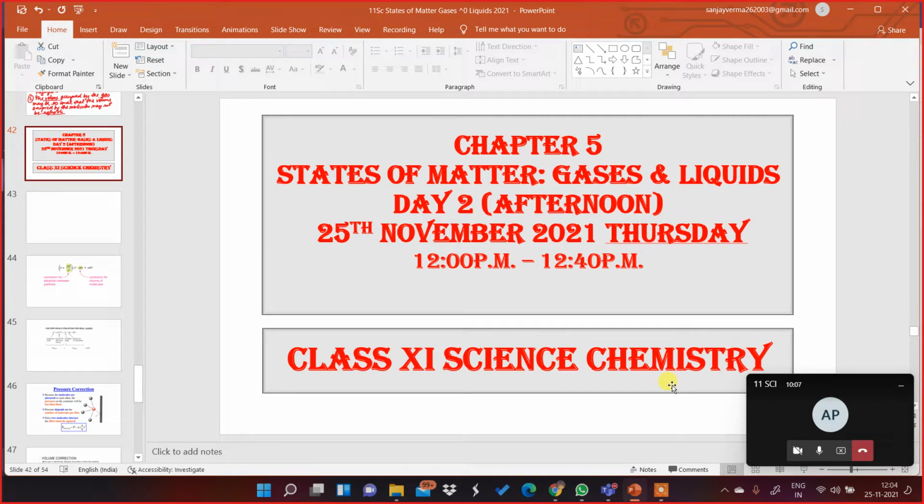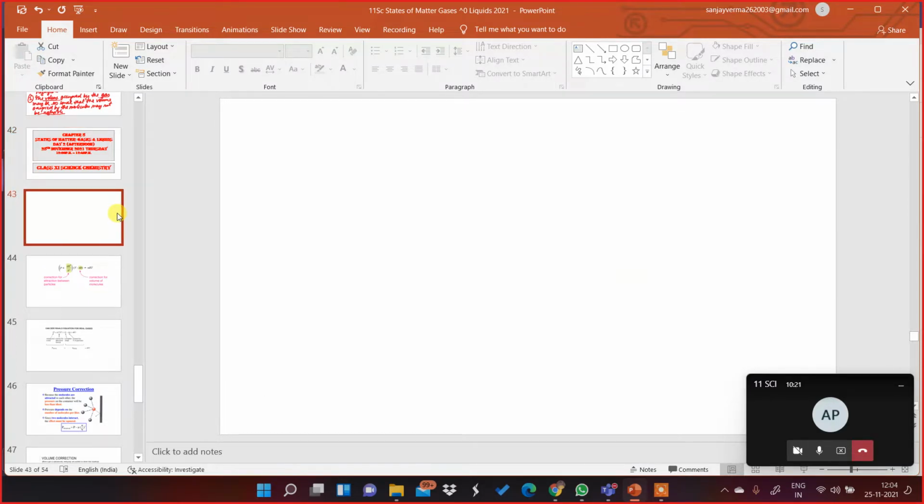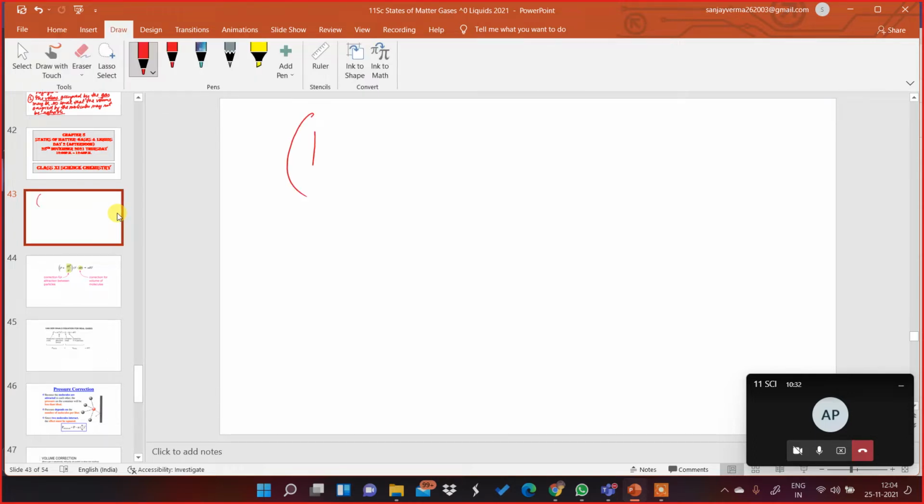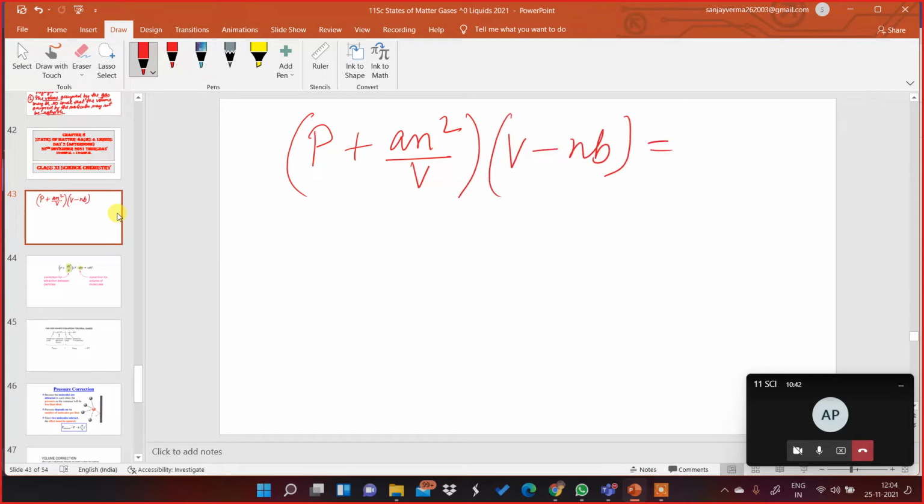Gases and liquids. Okay, so now in this class I'm supposed to discuss with you all the equation of state for real gases, that is the Van der Waals equation. Now what is the Van der Waals equation? In the Van der Waals equation, there is a correction. There are two things over here. The corrected Van der Waals equation is like this: (P plus an squared by V squared) times (V minus nb) is equal to nRT. This is the Van der Waals equation.